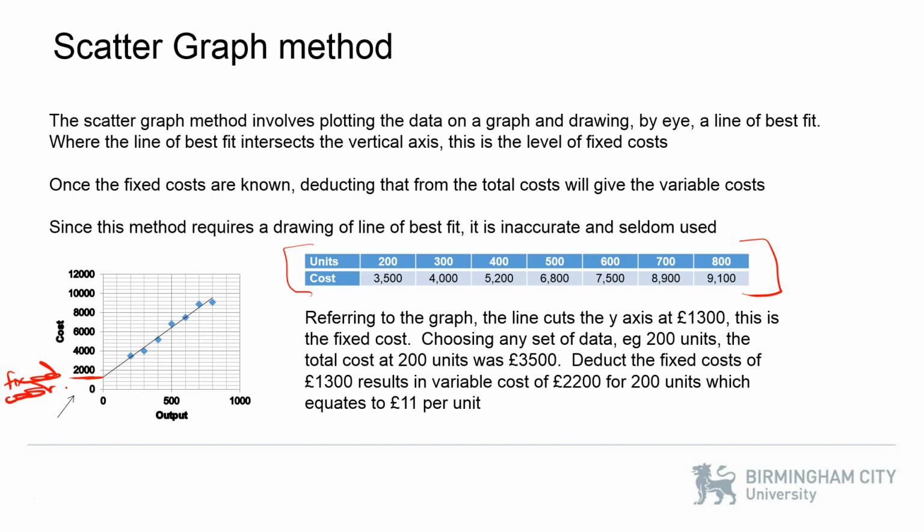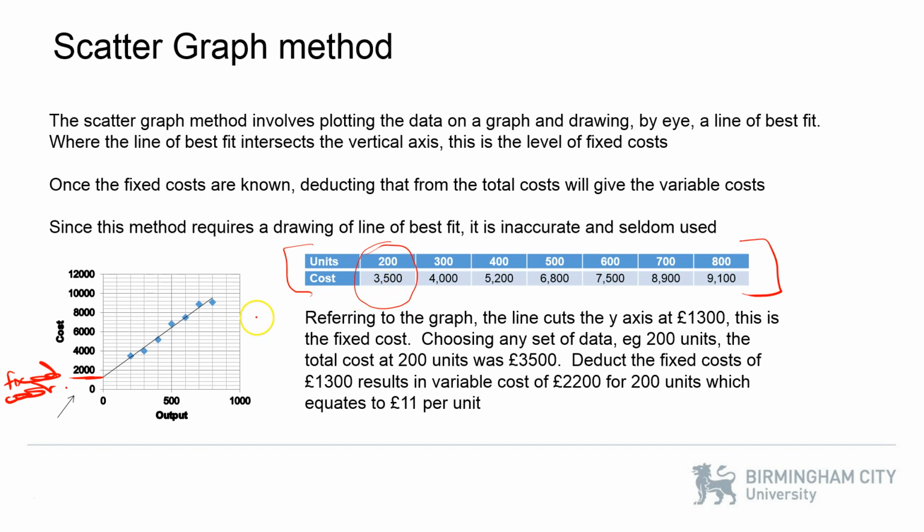There's our fixed cost. So once we know the fixed cost, we can then work out the variable cost. So from this graph, the line cuts the y-axis at £1,300. So therefore we think our fixed cost is £1,300. So now if we go to any of our levels of output, so for example if we choose the 200 units, our total cost, so that's the fixed and the variable together, is 3,500.